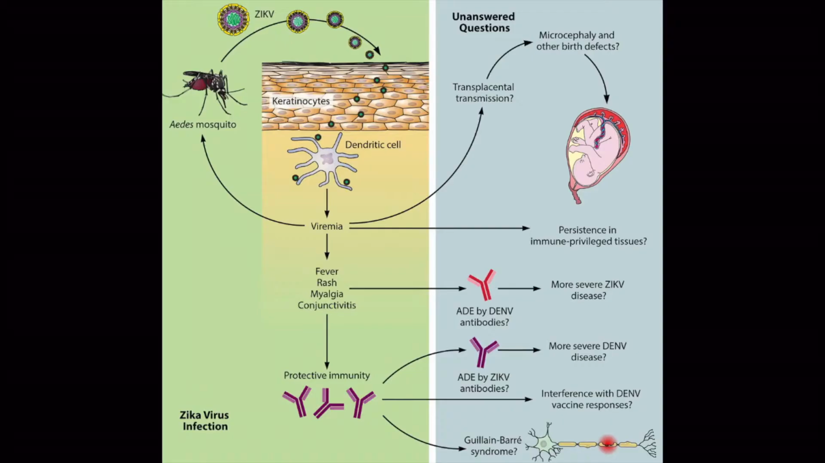This diagram shows Zika virus transmission from a mosquito traveling through the keratinocytes into the immune dendritic cells, which enhance the infection, ultimately leading to some of the symptoms previously mentioned. On the right side of the diagram are some of the things that are not yet discovered about Zika virus, but are still being studied extensively.